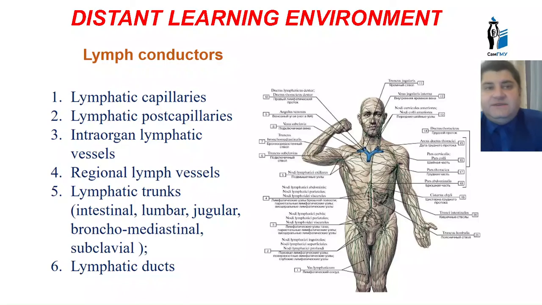So next, let's talk about lymph conductors. You may see that lymph passes from capillaries to post capillaries. Next, it passes to inter-organ lymphatic vessels. Each lymphatic vessel has a main difference from post capillaries, because there is an adventitial layer in it, but there are no adventitial cells in post capillaries and capillaries.